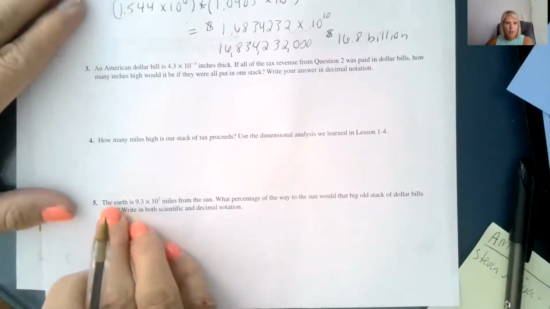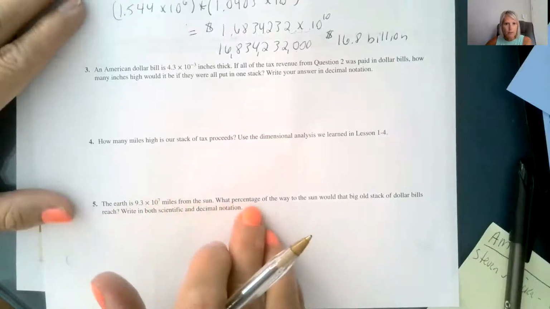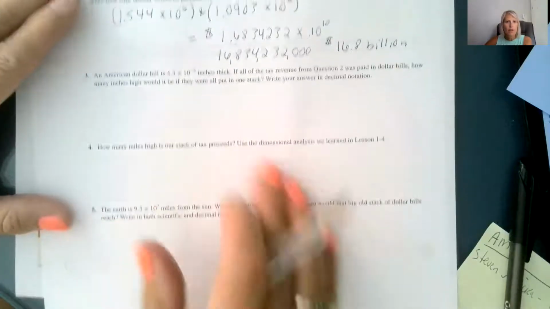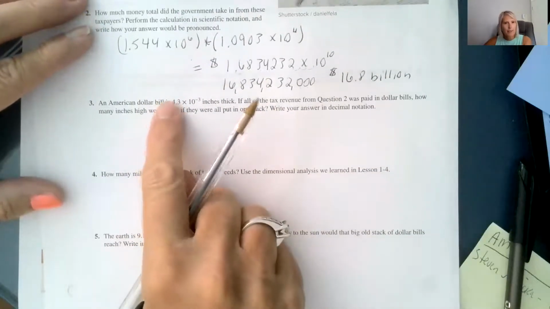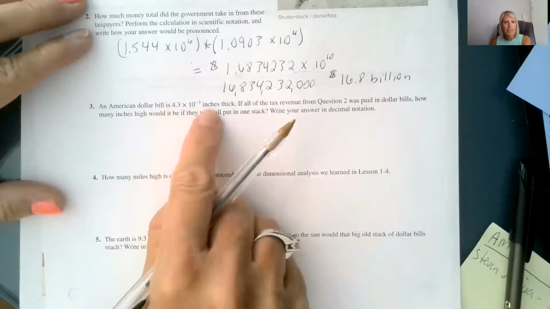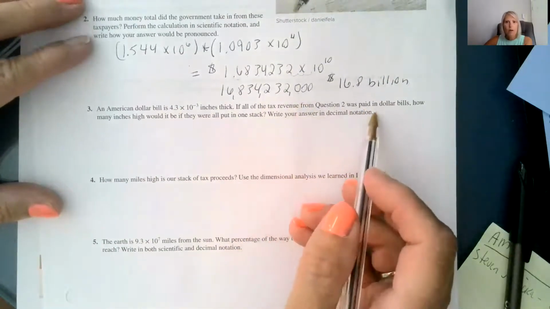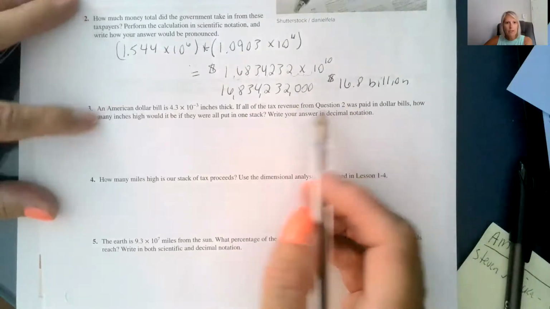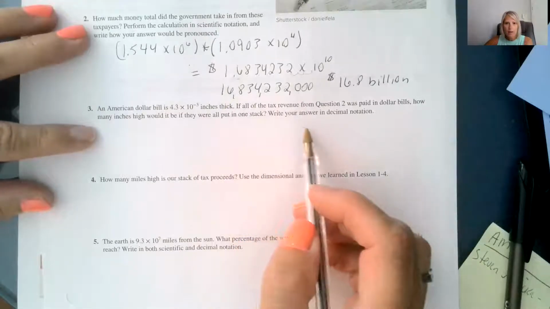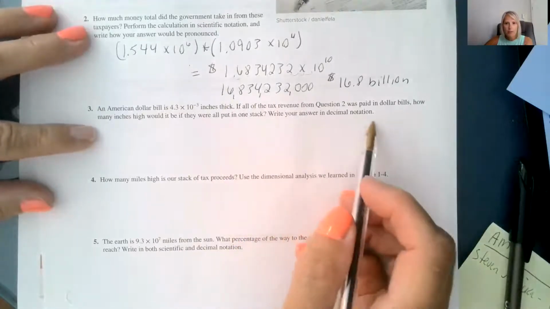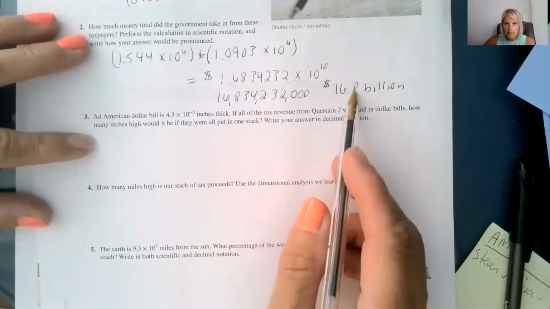Let's look at this one. The Earth is 9.3 times 10 to the 7th miles from the sun. What percentage of the way to the sun would that? Oh, we got back to the dollars, darn it. Let's look at it. An American dollar bill is 4.3 times 10 to the negative 3 inches thick. If all of the tax revenue from question 2 was paid in dollar bills, how many inches high would it be if they were all put in one stack? Okay, write your answer in decimal notation. So this many dollars, right?